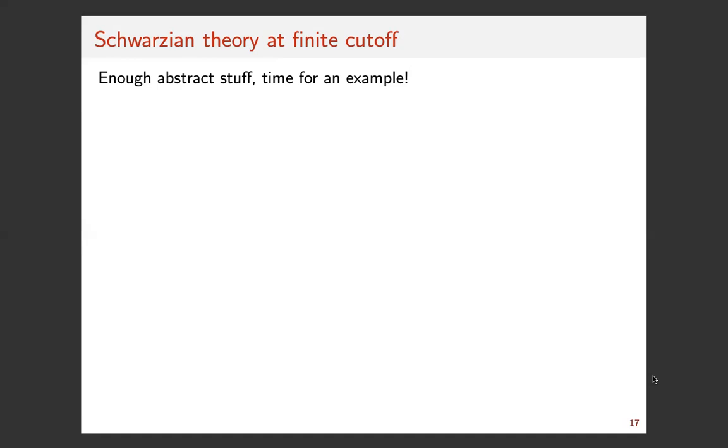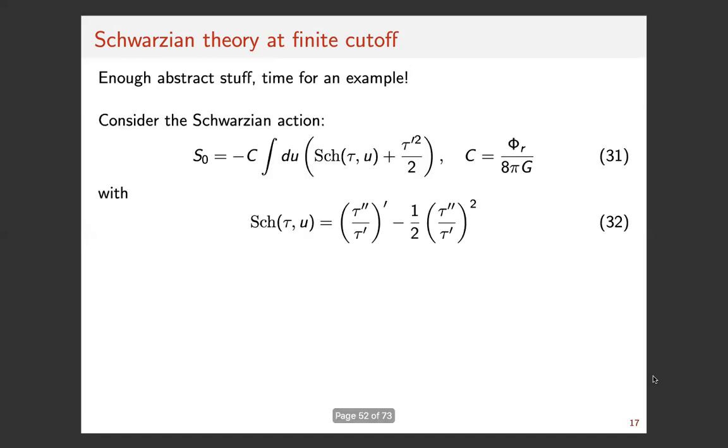Okay, so let's move on to a particular example: the Schwarzian theory. The Schwarzian theory is given as equation 31 with 32, the familiar form of this derivative. This will be one example of a theory that you can derive from JT gravity in a particular way, as Maldacena, Yang, and Stanford showed very nicely. Now we want to put this as our initial theory and see what the deformed theory, and hence JT at finite cutoff, looks like.